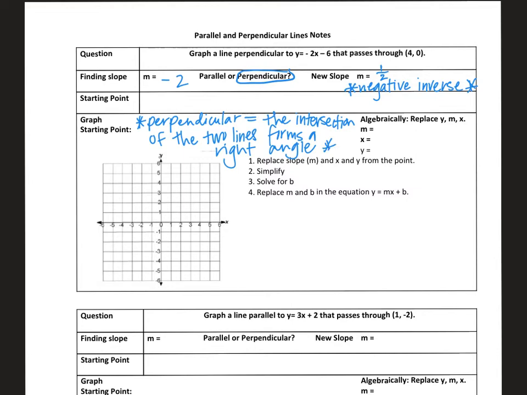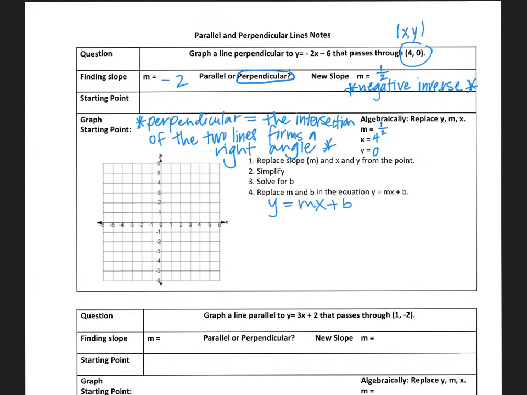Okay, so let's take the information we know. We know that our new slope is 1/2, and we are going to be using the point (4, 0). So our x is 4, our y is 0. And now we're going to plug this information into slope-intercept form in order to get the equation.